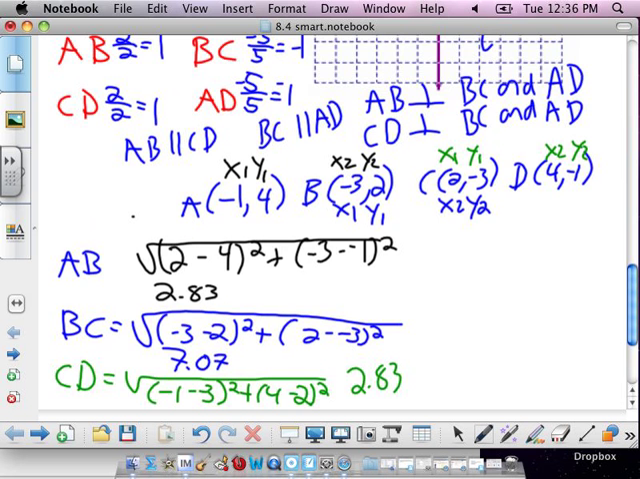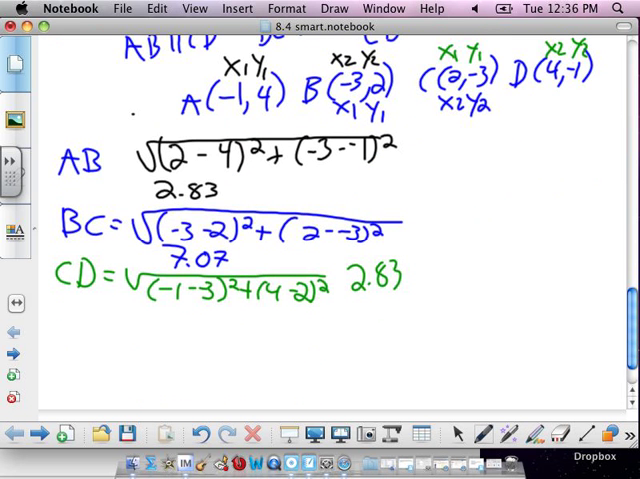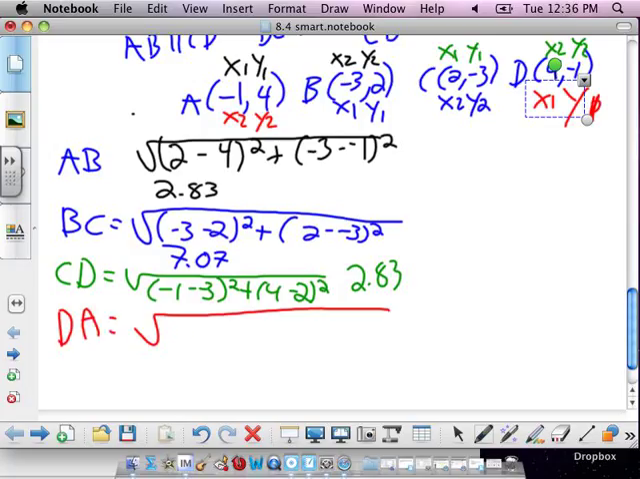Okay. Next, we're going to do the last one. We're going to go D. That's x1, y1. X2, y2. So we're going to go D to A. That gives us negative 1 minus 4 squared plus 4 minus a negative 1 squared. And that's going to give us 7.07.